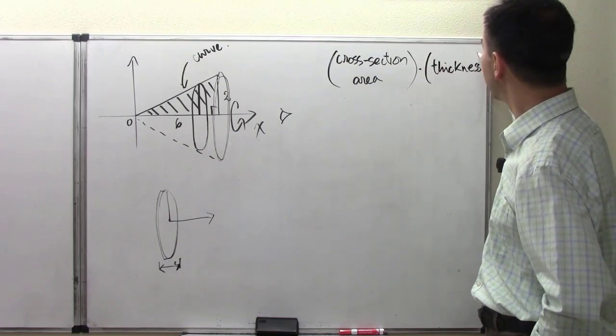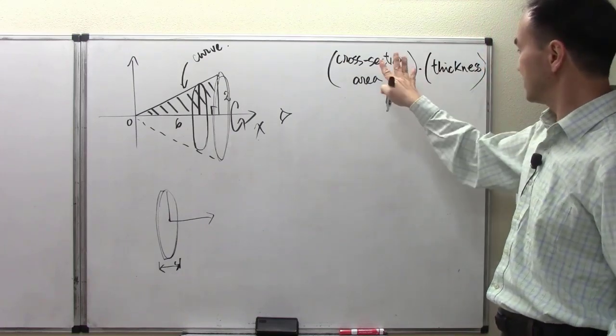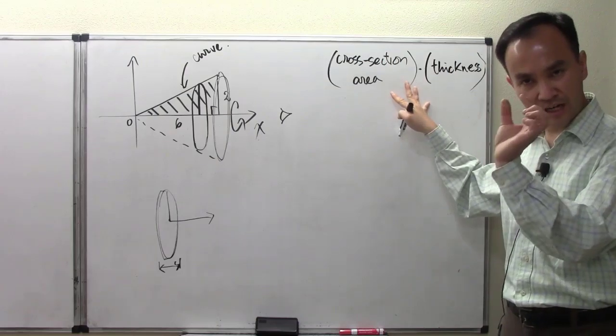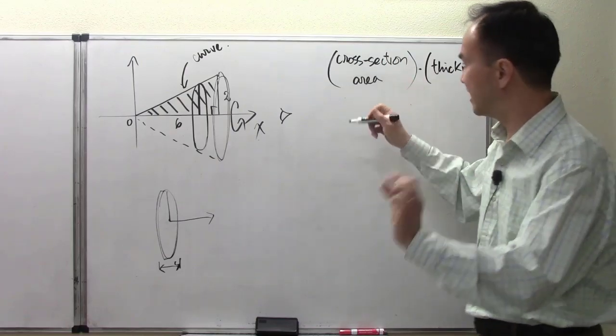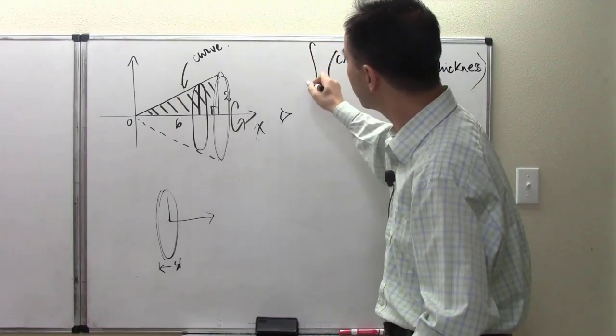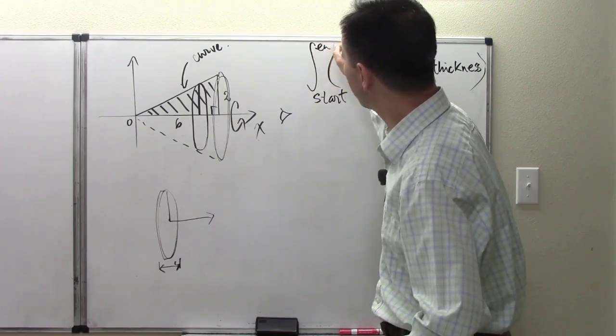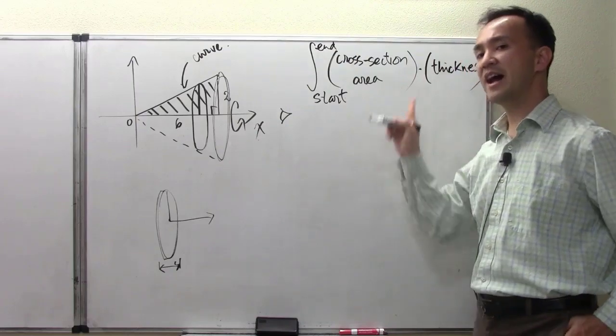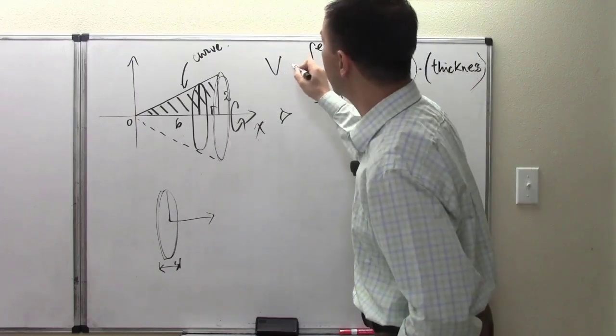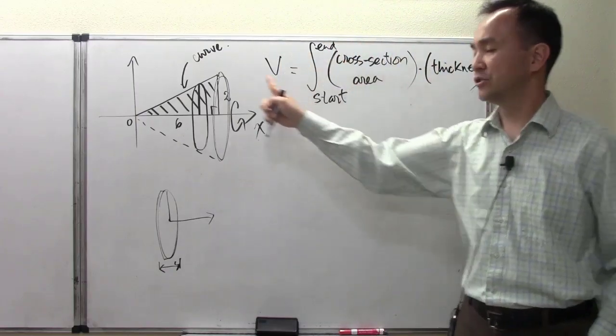All right, it's the thickness. And now that gives us the volume for one infinitesimally thin disk. And now we're going to be accumulating all of those disk volumes from a start to an end right there. And that's how we will obtain the exact volume of our cone right here.